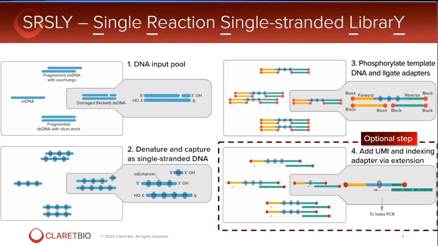Generally, high quality samples, such as fresh frozen tissue or cell culture, will have a large population of fragmented double-stranded DNA, either with overhangs or blunts, because this DNA needs to be fragmented to be Illumina bridge amplification length to work on the Illumina NGS sequencers.